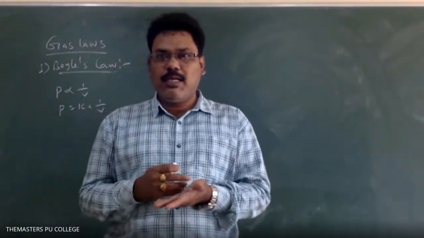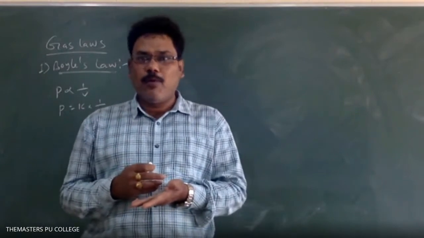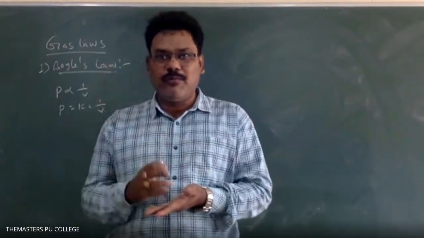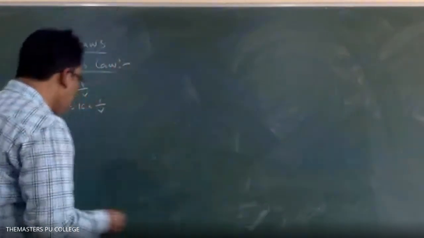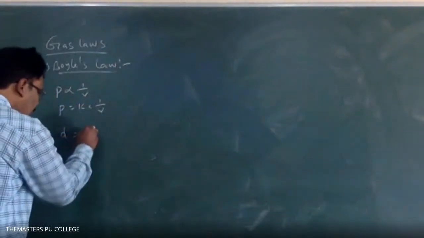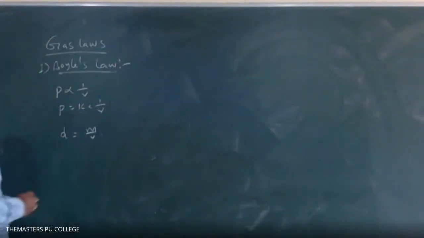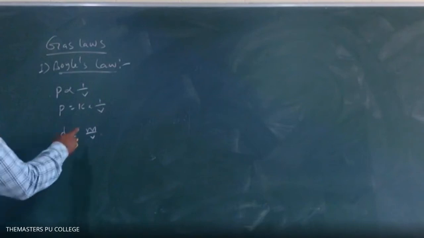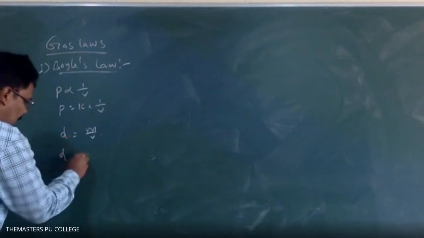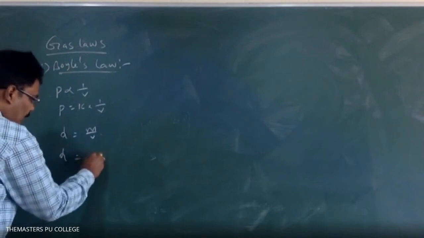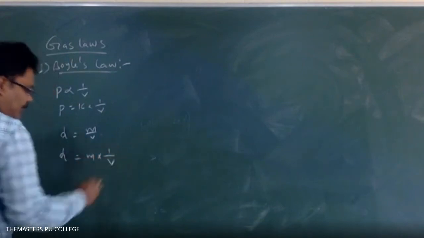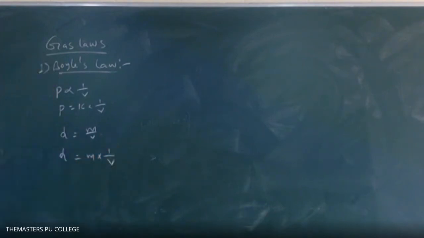So that means, as per the definition of density, what is the density here? The mass of the amount present in unit volume. That is the density. So we can express that D is equal to M by V, which can be written as D is equal to M into 1 by V. Following, students?